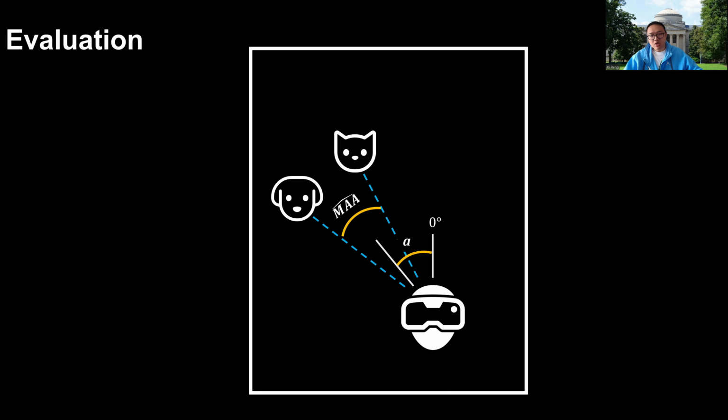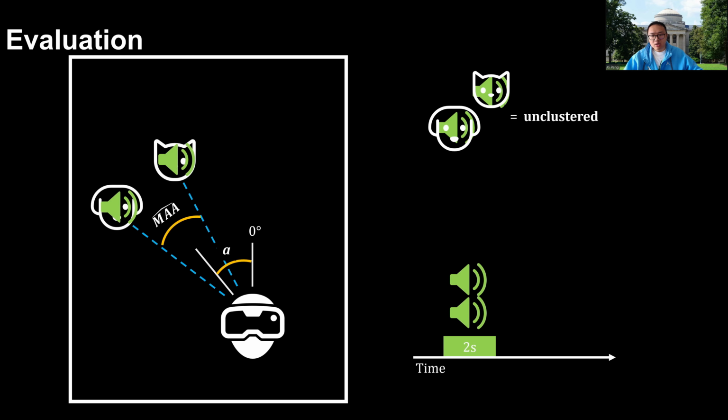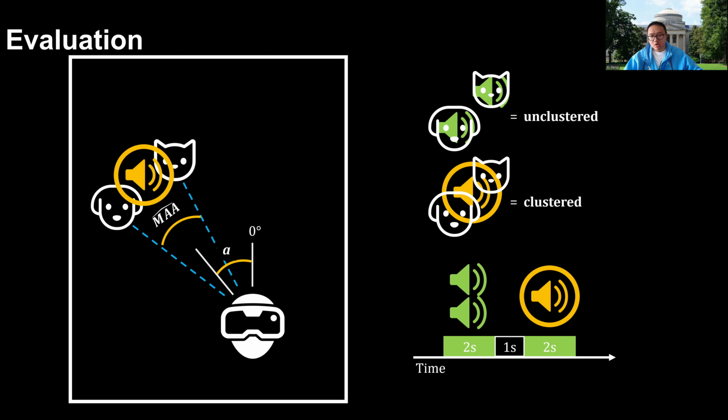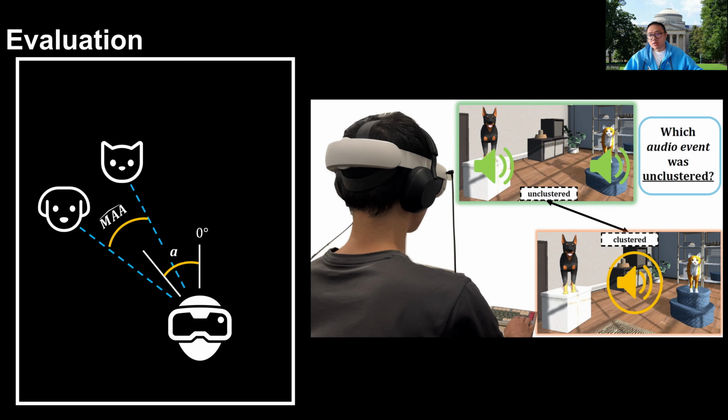For future applications, we evaluated our algorithm in VR. The participants listened to cat and dog sounds rendered in an indoor scene, and the angular distance between the two sound sources was set with our model's minimum audible angle prediction. The audio events in our study were simulated in the unclustered condition and also in the clustered condition. Participants were asked to determine which audio event was unclustered.